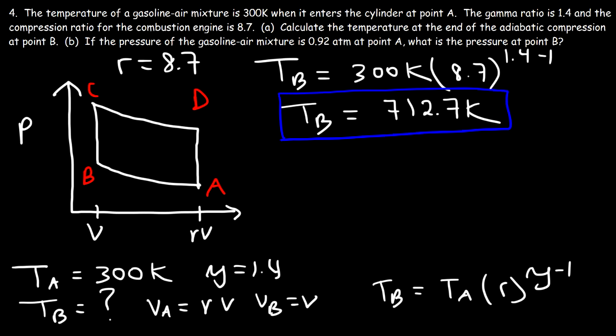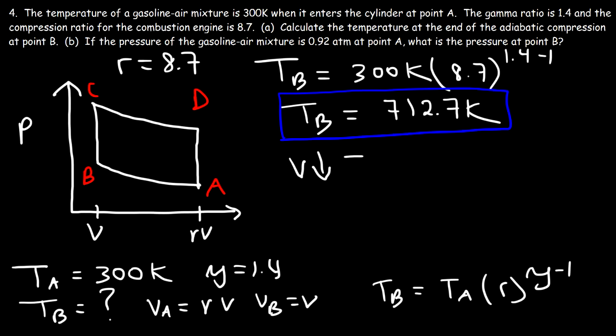Now let's move on to part B. If the pressure of the gasoline air mixture is 0.92 atm at point A, what is the pressure at point B? So during an adiabatic compression, we know that the volume decreases and the temperature goes up and the pressure goes up. We can see that the temperature changed from 300 to 712.7 Kelvin. And as you go from A to B, it's going up in the y-axis.